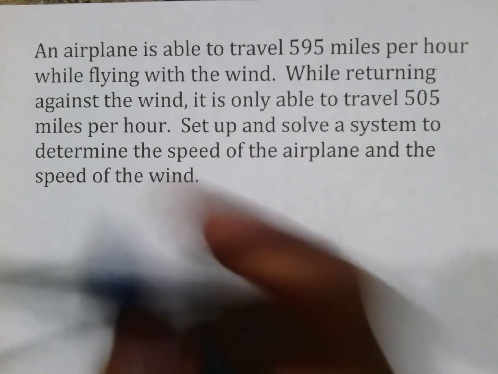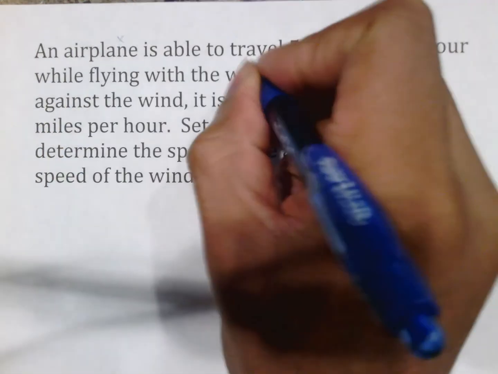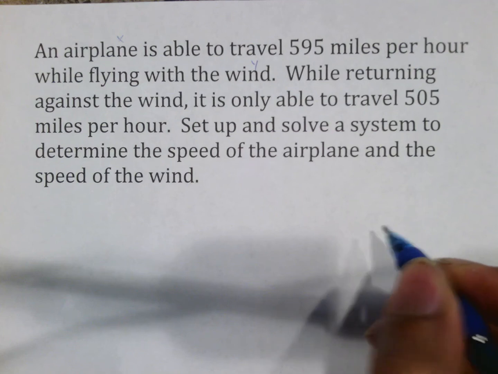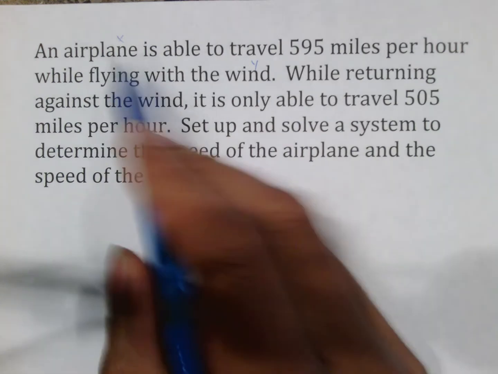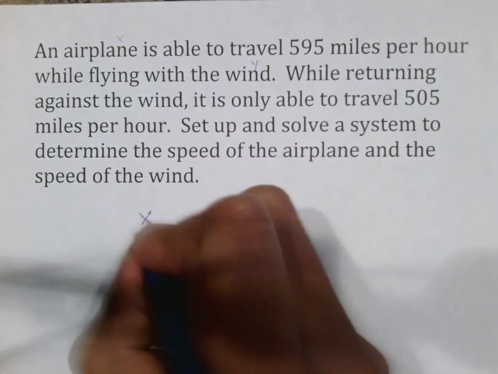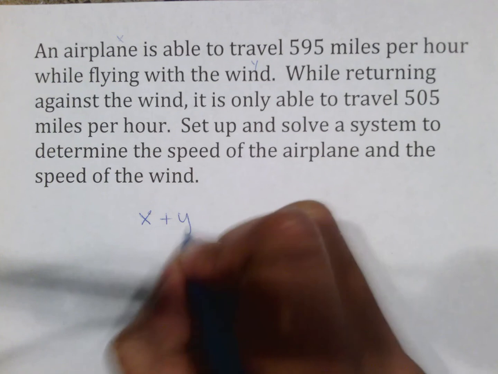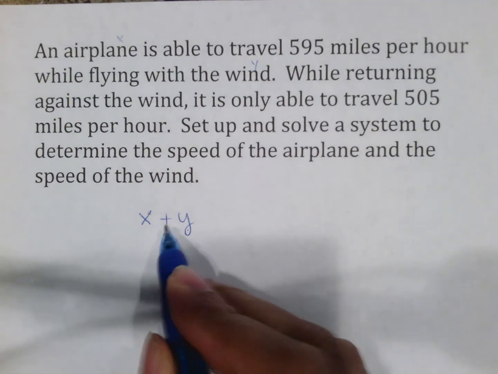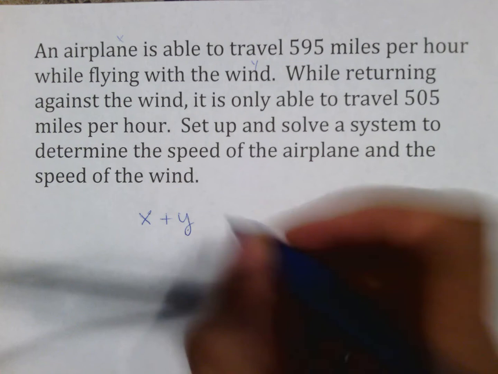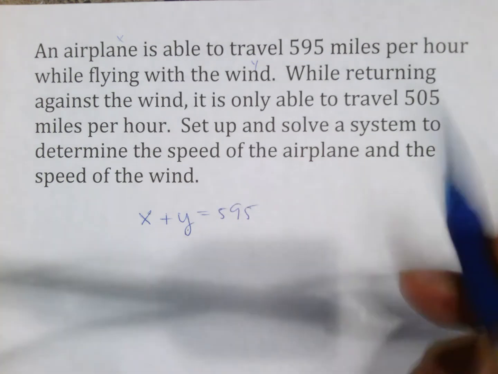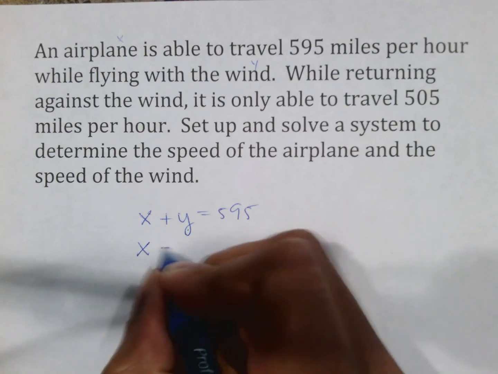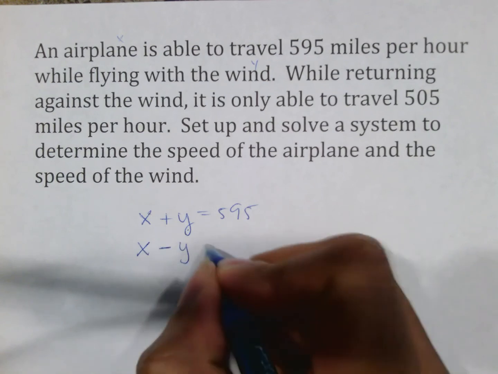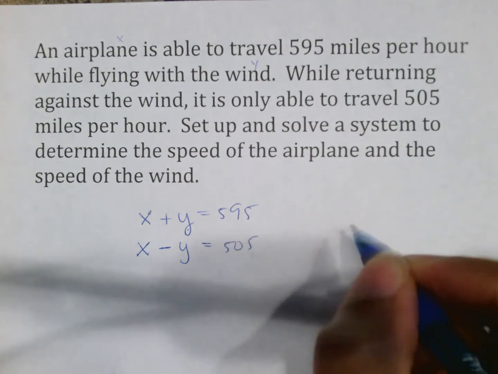It wants you to set up and solve a system to determine the speed of the airplane and the speed of the wind. So what I'm going to do is use X for the airplane and Y for the wind. It doesn't really matter what you use, but when you do your equations today on Math Excel, make sure you use X and Y. If it's traveling with the wind, that means the airplane speed adds on to the wind speed. So the airplane speed plus the wind speed equals 595. While going against the wind, we would have the airplane speed minus the wind speed, because the wind is fighting against it, equals the slower speed, which is 505.